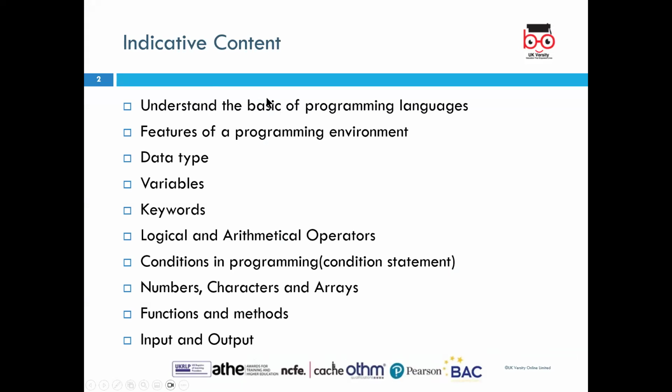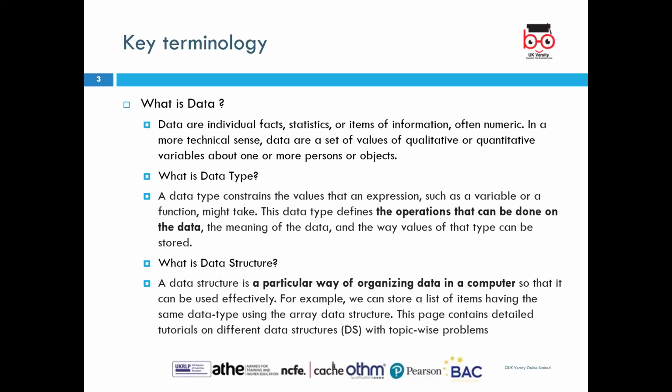So computer programs pretty much do the same thing. They all do the same thing, but they have different syntax. So now we're going to look into the features of them. So we're going to explain data types, variable and constant, keywords, such as words that can change, the immutable, logical and arithmetical operators, condition statement, numbers, functions, and methods. So we do have some key terminology.